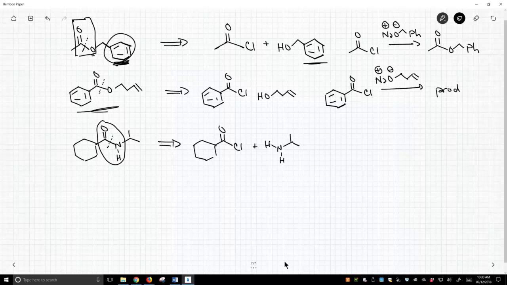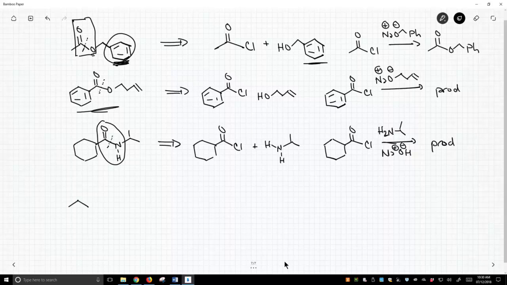the amine. To write it as a reaction, we'd say, okay, let's take our acid chloride and react this with the amine. Now we'll normally use sodium hydroxide in here as a base, and that'll give us our product.